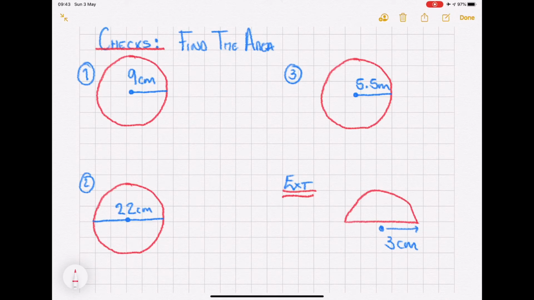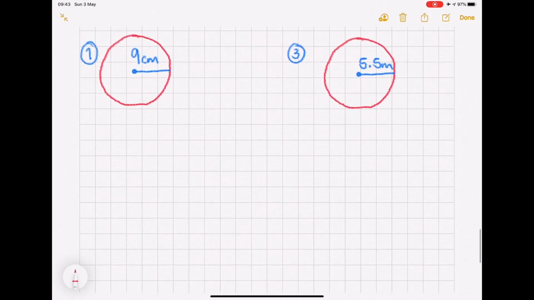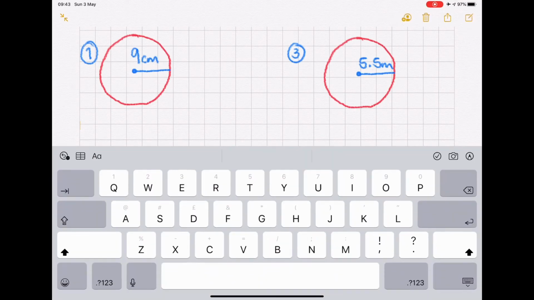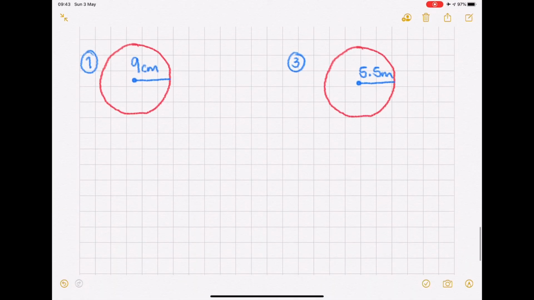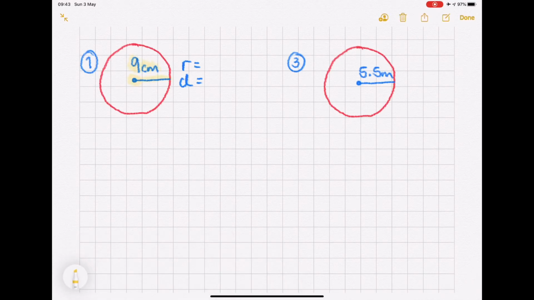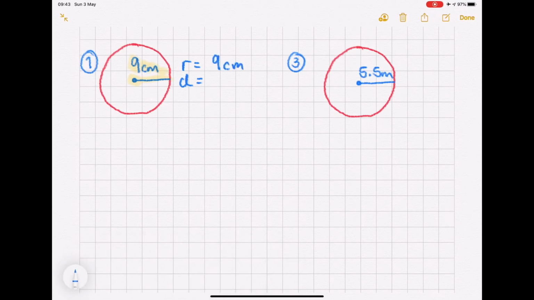Okay, let's go through these. So I've just put the first question down here just to save us a little bit of space. So hopefully we can all pretty much figure this one out by now. So we do our radius and our diameter. We see what have we been given. We've been given from the centre to the outside. We've been given the radius. So our radius is 9 centimetres. And our diameter has to be double that, so our diameter is 18 centimetres.